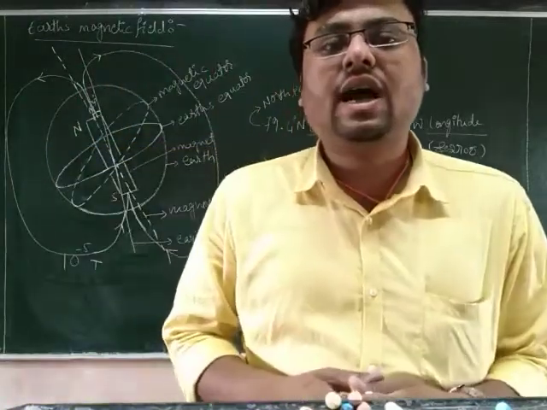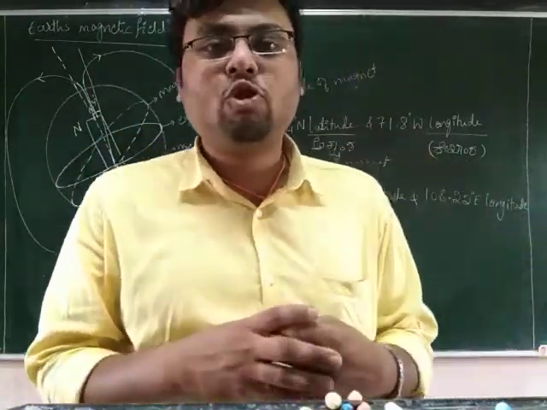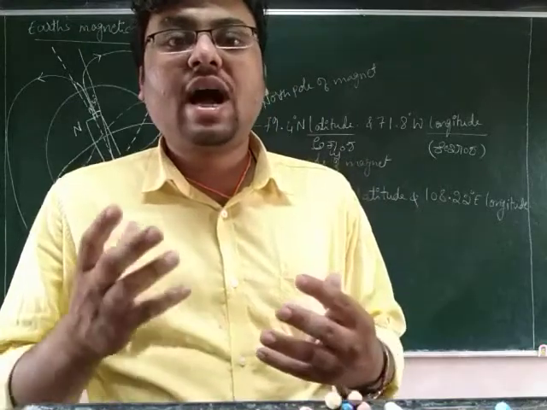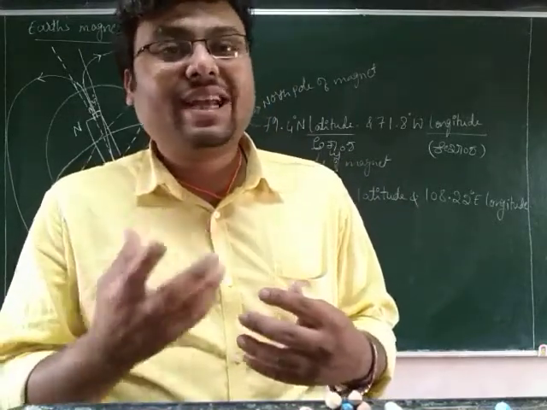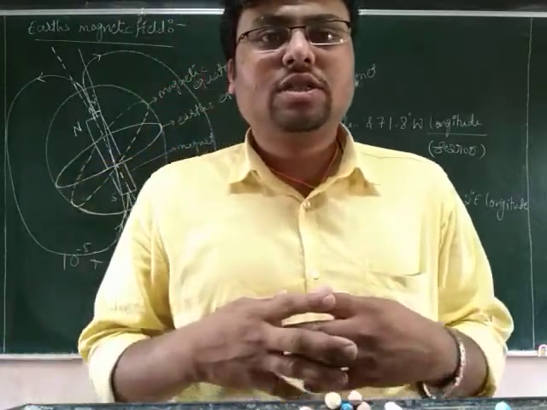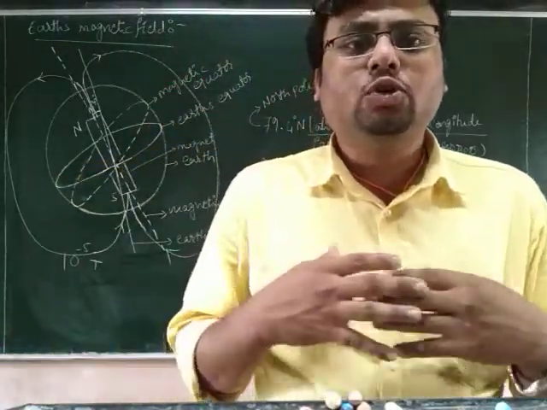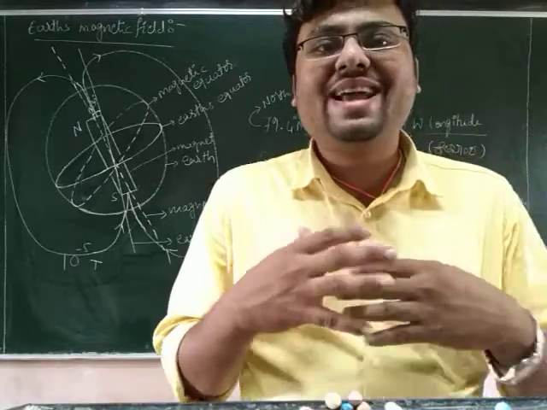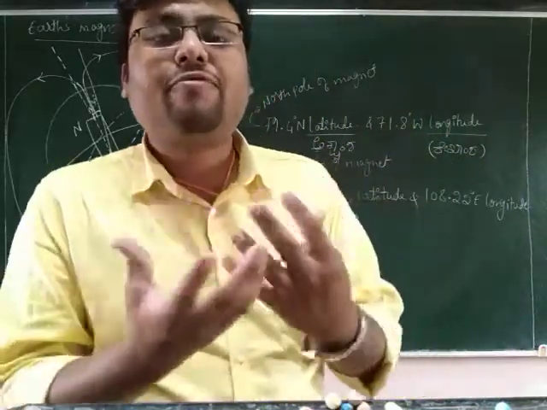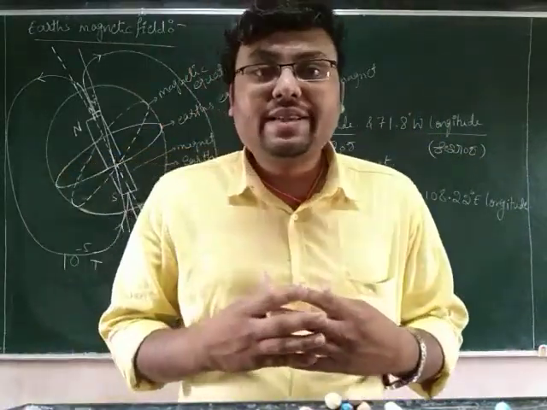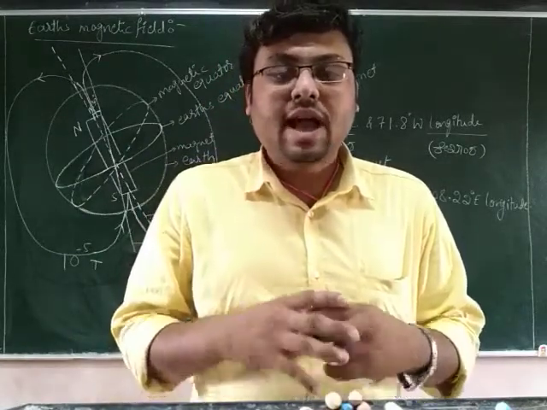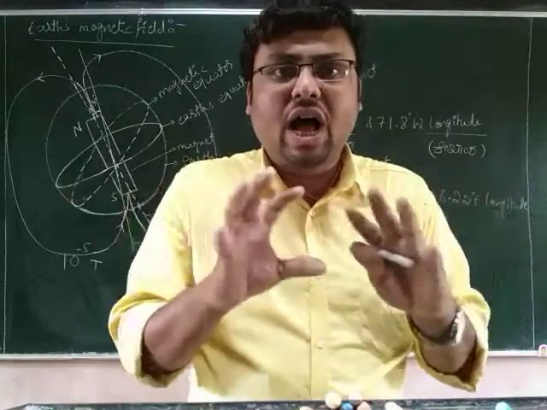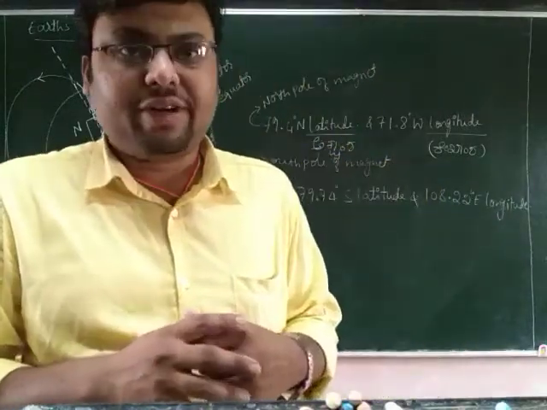Inside the earth we have molten iron and molten nickel. The convection flow of those molten iron and nickel, the fluids, is responsible for the flow of current, and this phenomenon is called the dynamo effect.